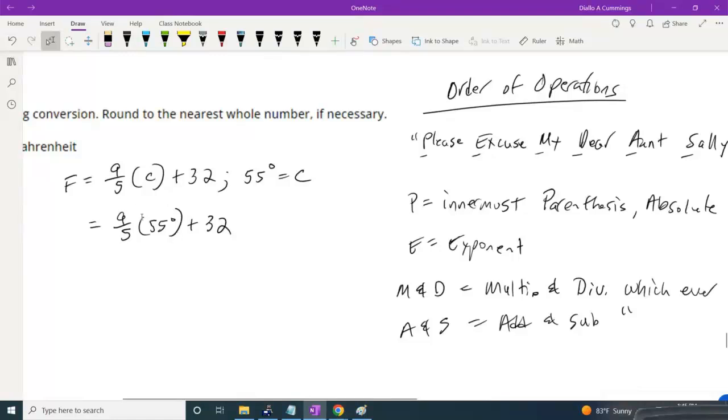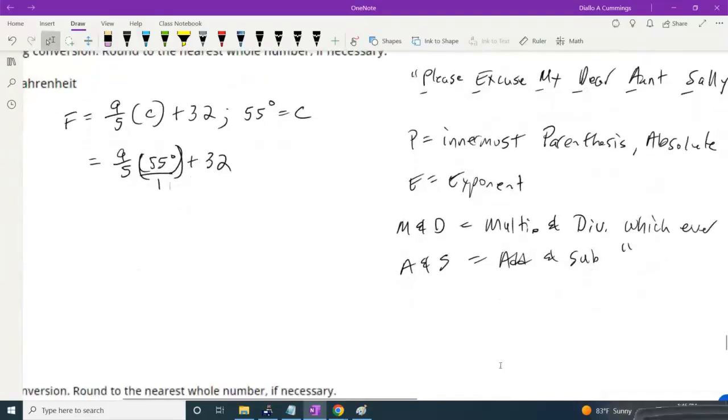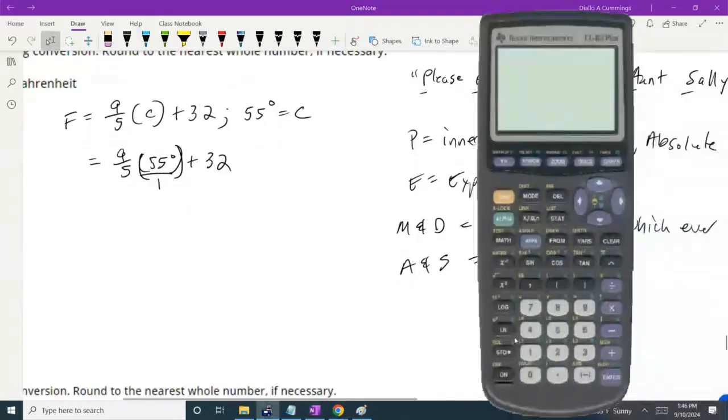So this is not an innermost set of parentheses. This actually is a multiplication operation when you see a number encased in a set of parentheses. So I'm going to multiply this out. So remember, we could treat any number as a fraction. So I can actually put that 55 over 1. Whenever you multiply fractions, you multiply the numerators, you multiply the denominators, and you divide last.